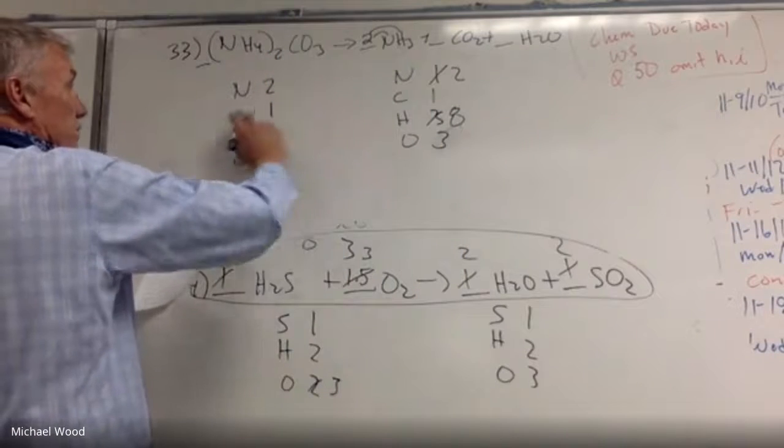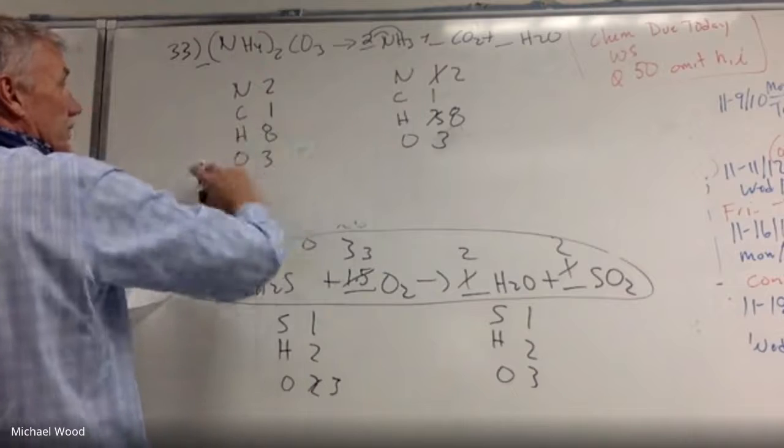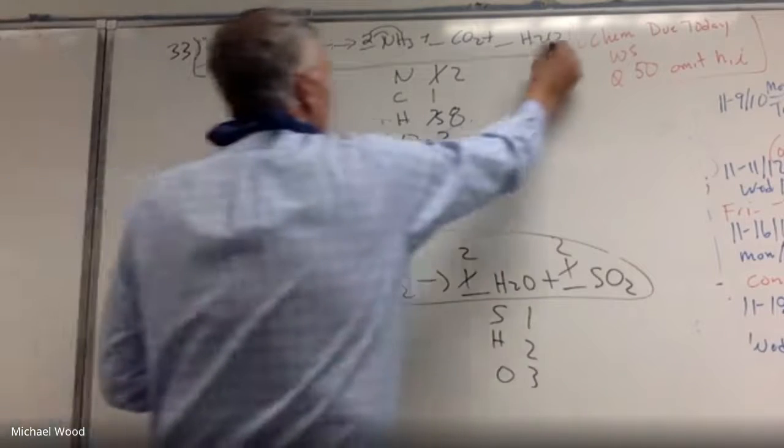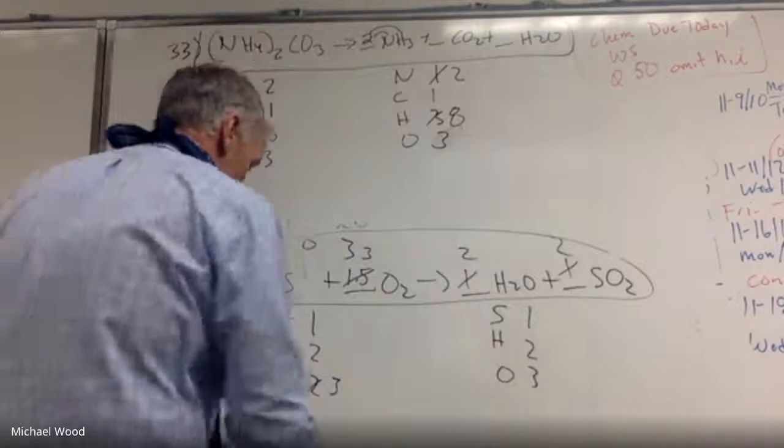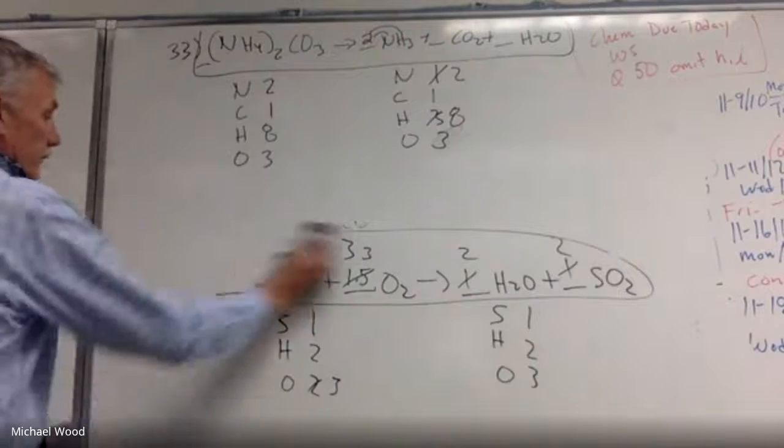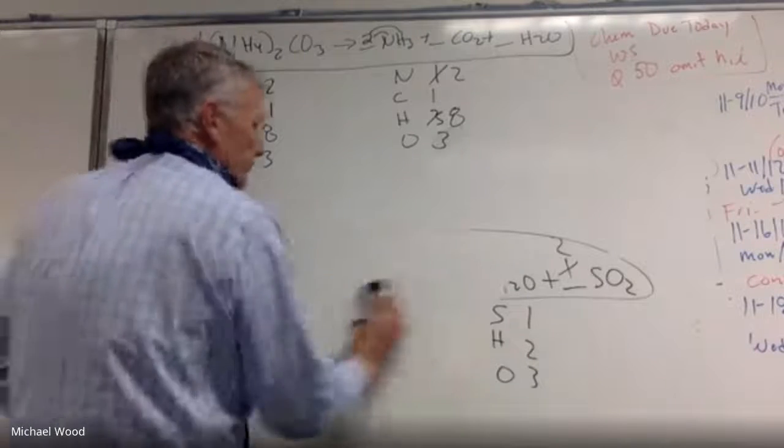The N's are balanced. The C's are balanced. The H's are balanced. The O's are balanced. So there is the balanced equation on number 33. Okay, let me do one more.